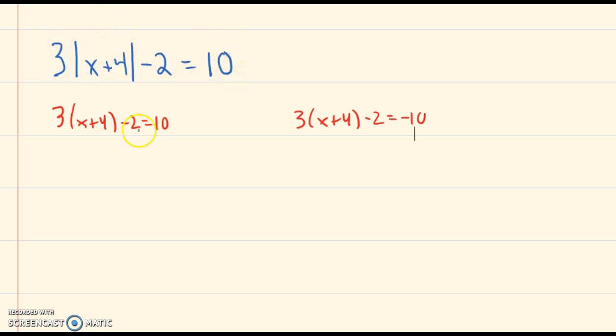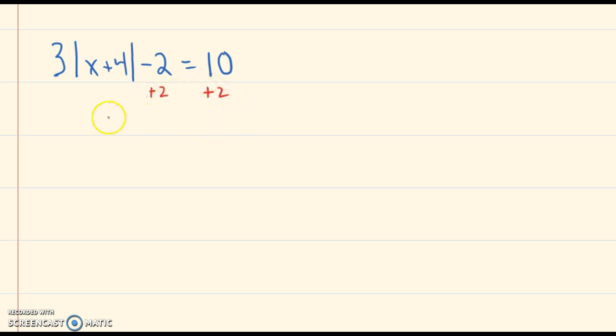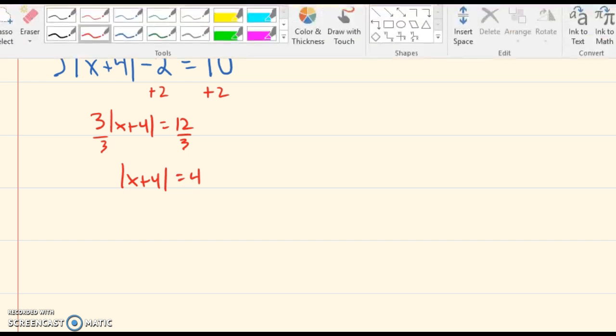So our better option is actually to isolate the absolute value first, then we can set up our equations. So I'm going to do that by adding 2 to both sides. And then divide by 3. So now that is what I'm trying to solve. And this is a little bit easier logically to think about than the original part that we had.